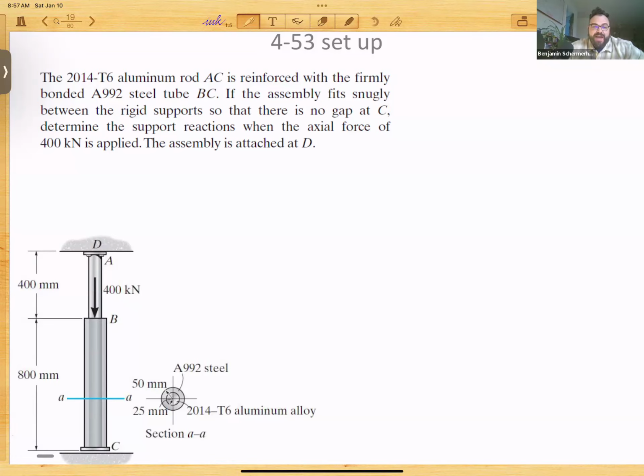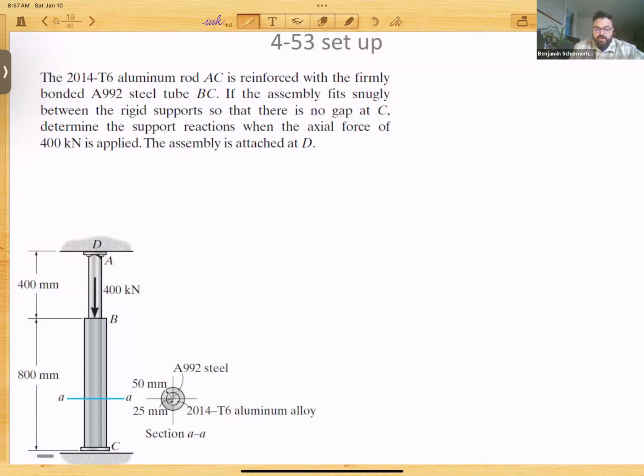And then after that, for the last 800 millimeters, we still have the aluminum rod, but it's now got this steel tube bonded around it. The aluminum alloy has a radius of 25 millimeters, and then the steel tube goes out to 50 millimeters for, again, that bottom 800 millimeter portion. And then C is at our bottom where it's going to be fixed. It looks like there's a little gap, but that's because the next problem does have a little gap, but we don't have a gap here. So we're just setting this up because this is going to be a problem that you're going to be working with these equations for your coding project at the very least.